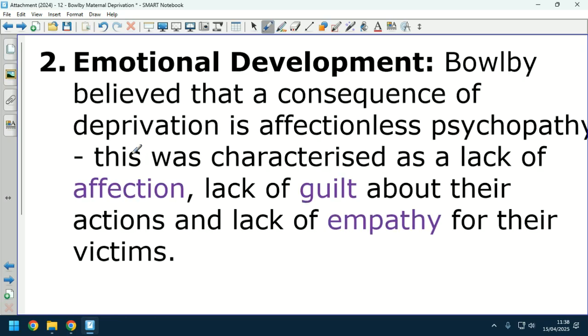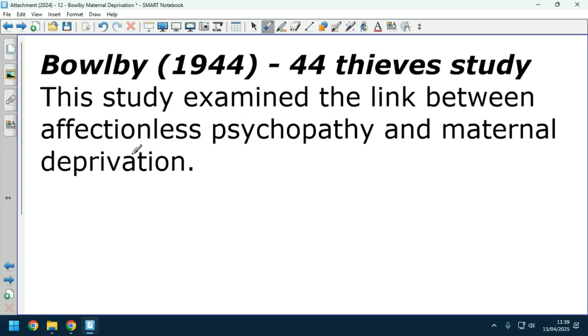The second aspect of what happens when you're deprived of maternal care is your emotional development. And of course, this is the affectionless psychopathy that he was talking about: the lack of affection, lack of guilt and empathy that these children would have if they have been deprived. Now, this is not specifically Bowlby's maternal deprivation hypothesis, but it's worth noting, and I've included it prior to my evaluation, because one of the criticisms is on how Bowlby comes up with his theory.